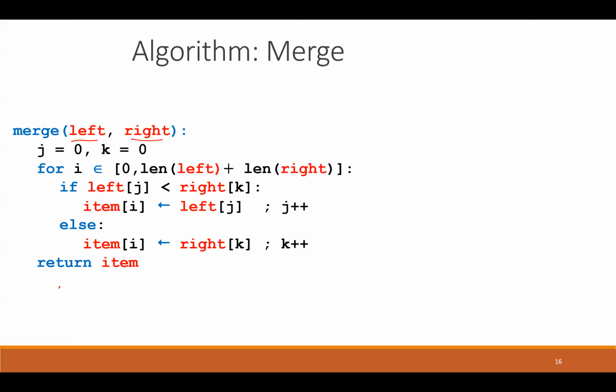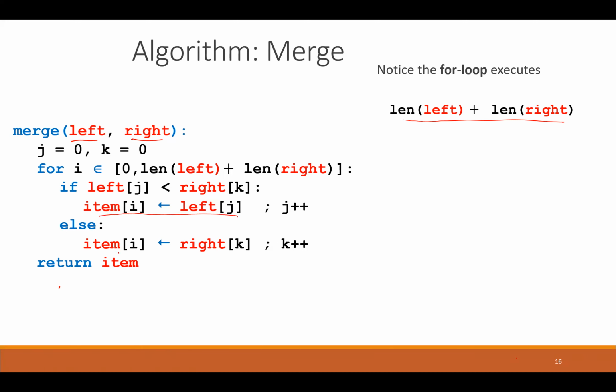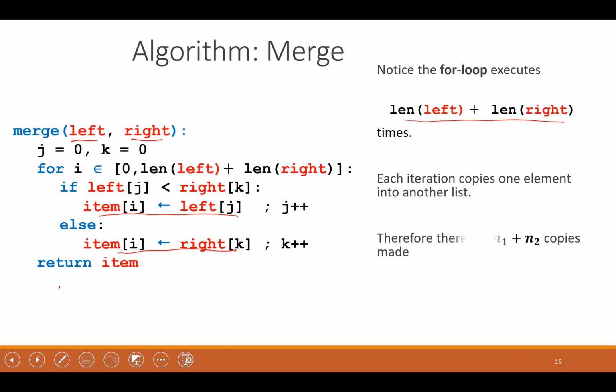Okay, so yes, the for loop executes the length of the left plus the length of the right times. Every time it executes, I either copy the left-hand item or the right-hand item into my list. So that means I've made length of left plus length of right copies. This is what happens when you make a lot of last-minute changes to your slides, is that sometimes you make mistakes. But yeah, so length of left plus length of right copies are made in the merge.